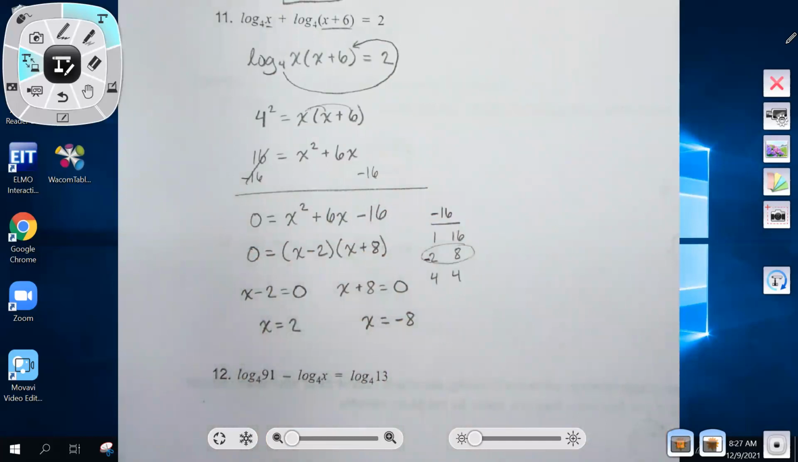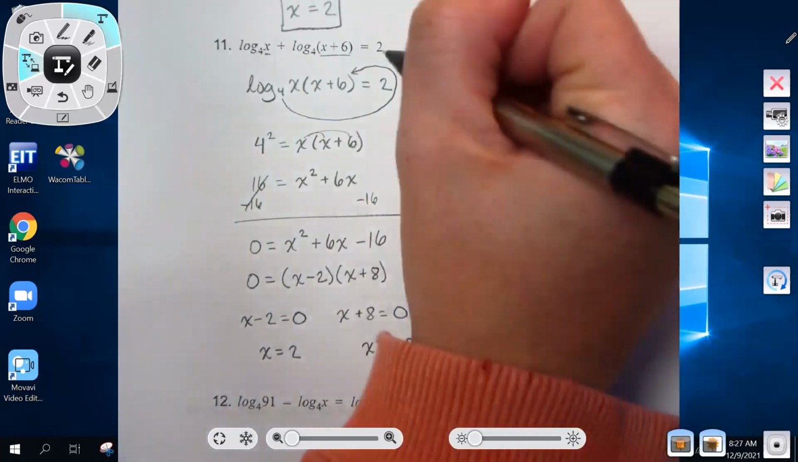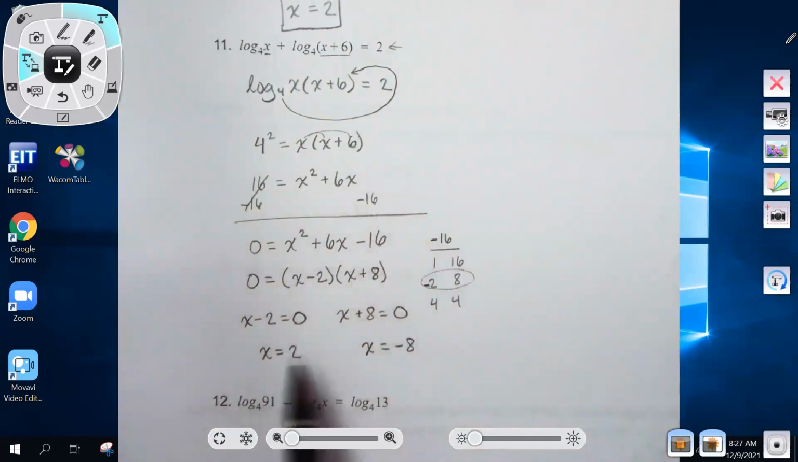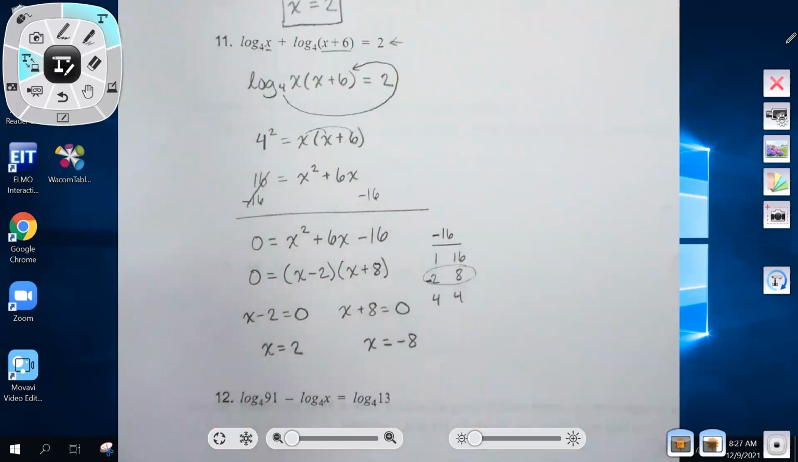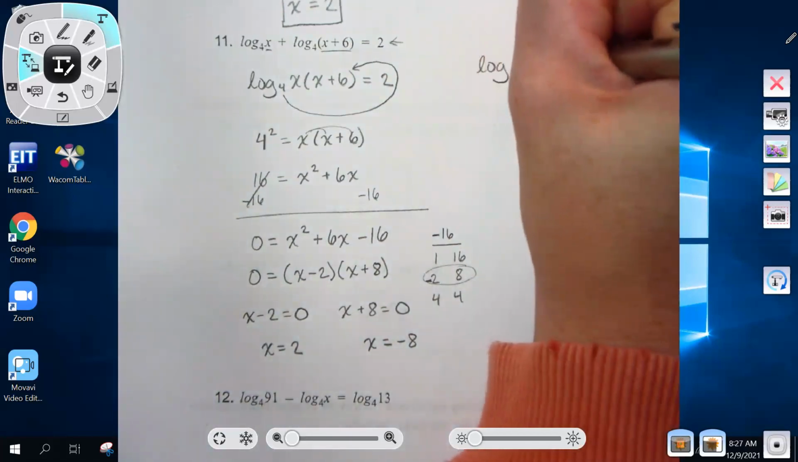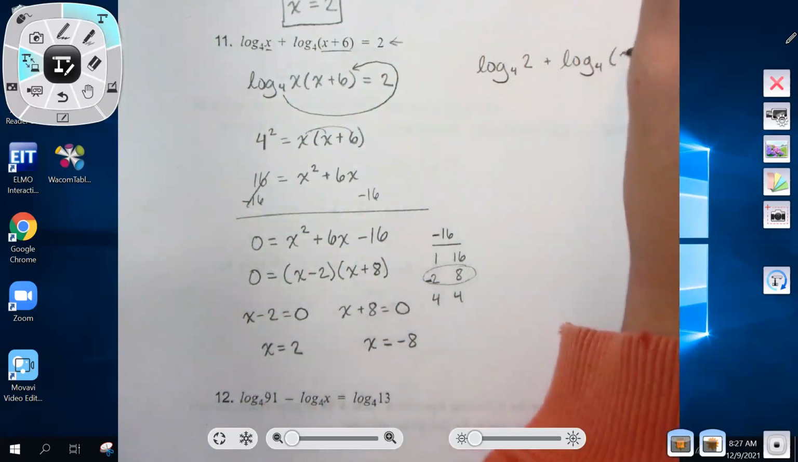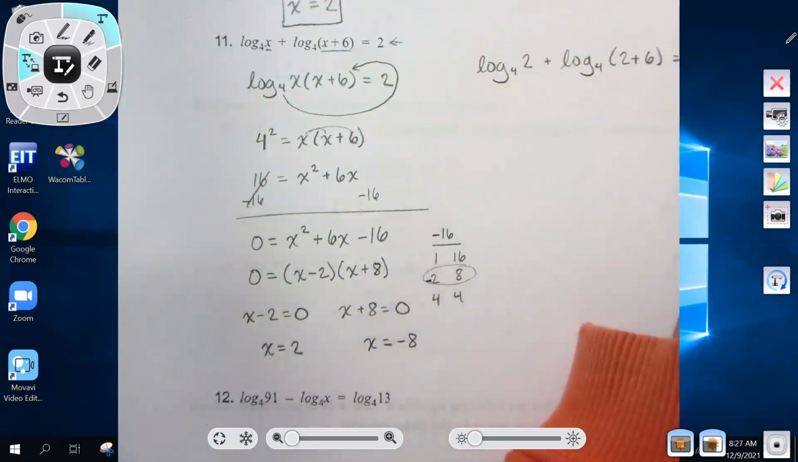So on this one, we have to go back and check our answers. Because we got more than one answer for x, we need to check to see which ones of these are solutions. So we're going to go all the way back to the very first line of the problem and plug in each of these x values separately. So let's start with x equals 2. We've got log base 4 of 2 plus log base 4 of 2 plus 6 equals 2.